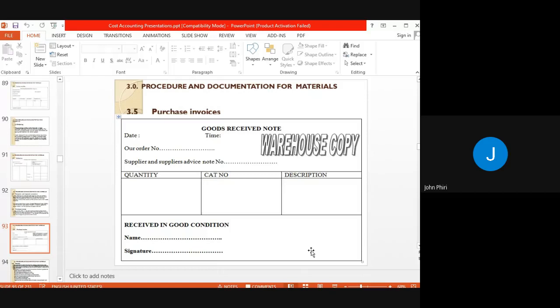So this is an example of a goods received note. Sometimes they might call it a different name, by the way, but this is a typical example. So you got the date, our order number, supplier, and supplier's advice note number, then you got the quantity, the category number, description of the goods. Here you don't put the amount of the goods. Now you must state the condition in which they were received. If they're not received in good state, you also state what is wrong, perhaps damages, for example. It's been damaged.